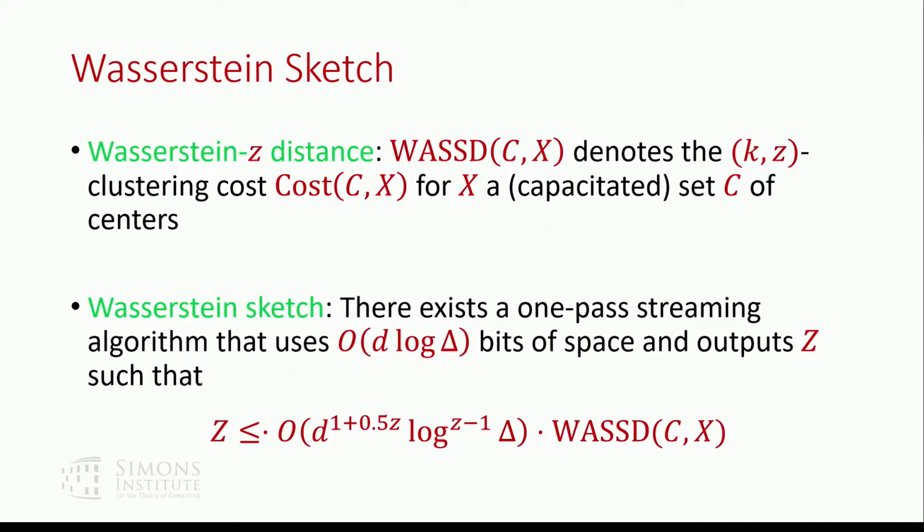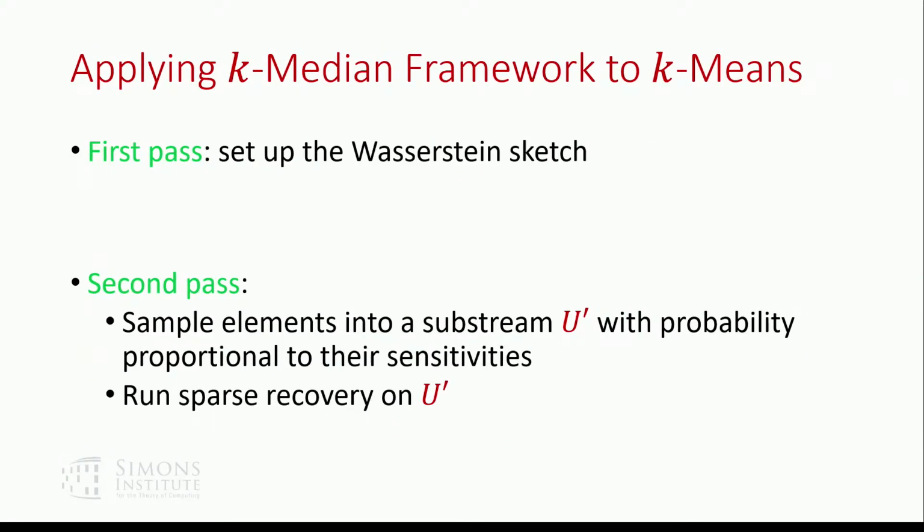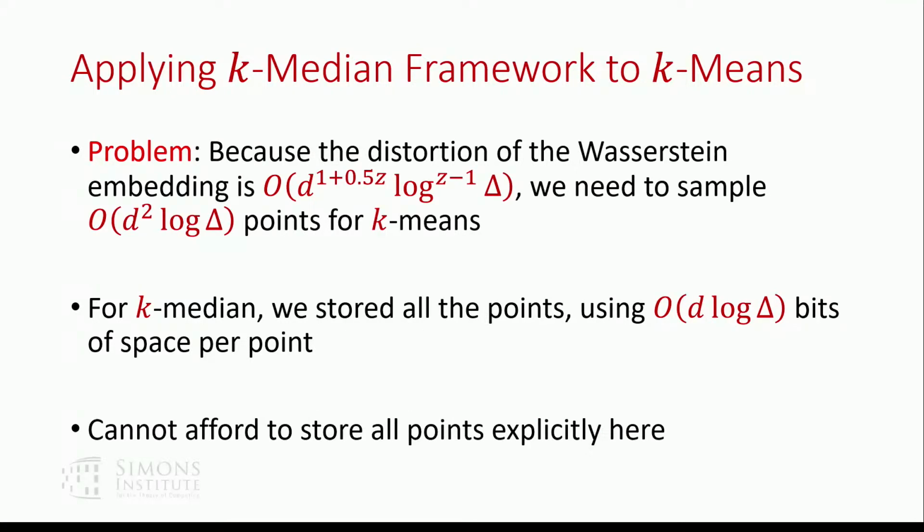We can replicate some of our results for EMD sketch to show that there exists a Wasserstein sketch that has some guarantee that's not great, but good enough for our purposes. It can also be done in sublinear space, sublog space, and handle insertion deletion updates. So now the algorithm should be the same as before. We set up the Wasserstein sketch in the first pass. We run sparse recovery in the second pass. There are some technical issues because the distortion is log delta, which means we need to sample log delta points. But we fix that by storing the offsets of the points instead of the actual points.